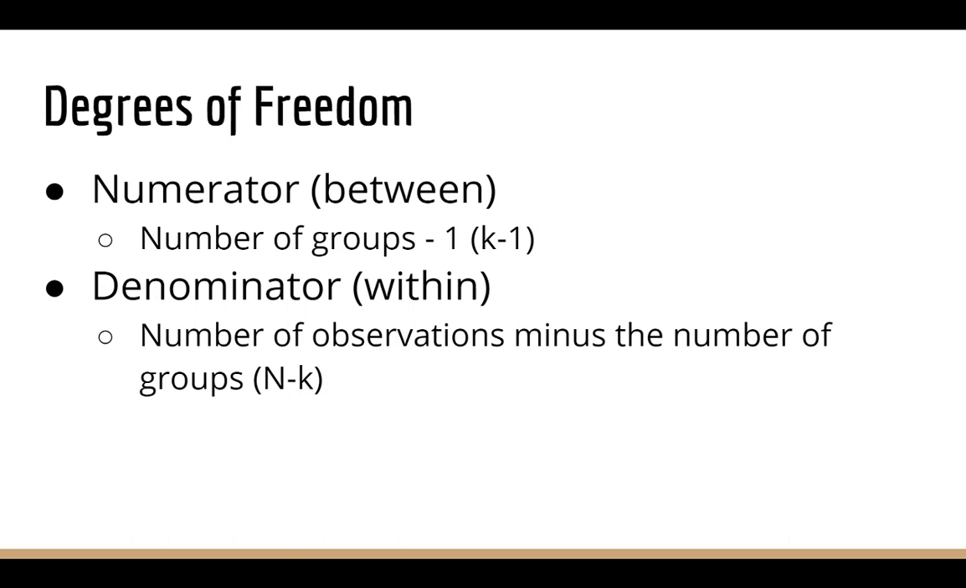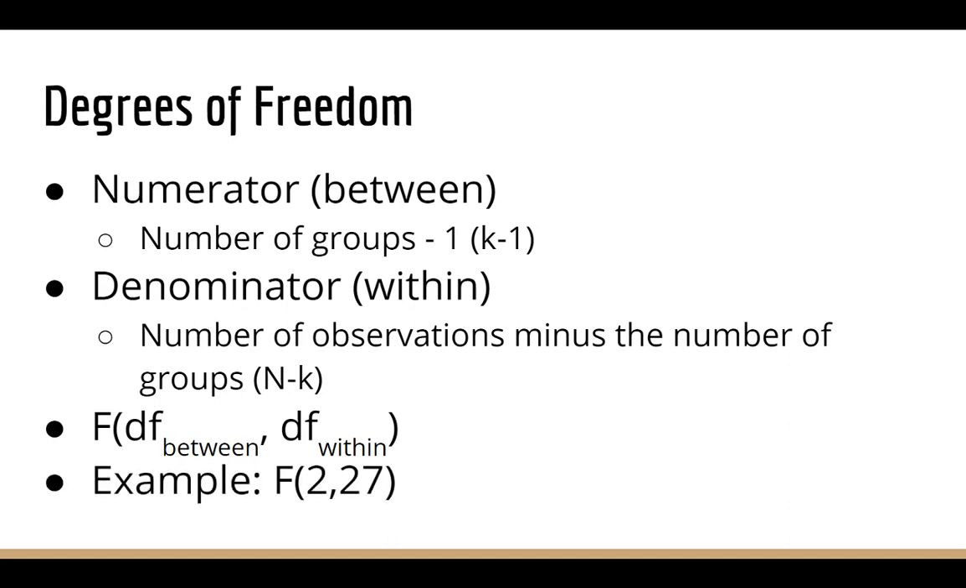Don't worry about remembering how to calculate them. SPSS is going to give those to you. But when we report F, we have to report both. So we report F with the degrees of freedom between and the degrees of freedom within. So for example, we might have F(2, 27). This would mean that we had 3 groups and we had 30 participants. So the 2 comes from 3 minus 1, and the 27 comes from the number of participants, which was 30, minus 3 groups, k. So 30 minus 3 is 27.